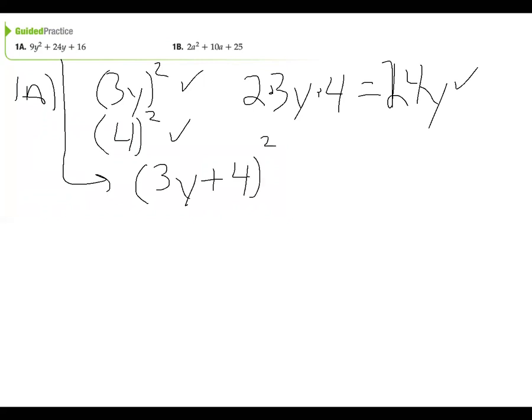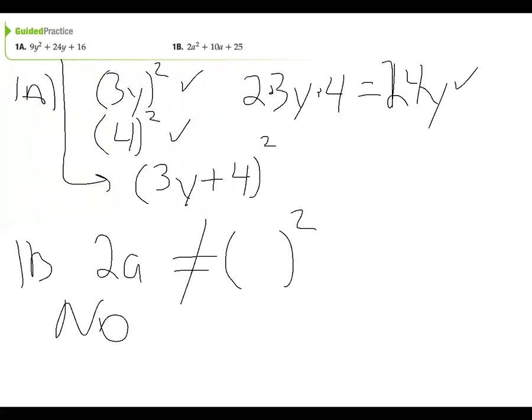Okay. 1b is 2a squared. Well, I can't write that as something squared. Can't do it. So no, it is not a perfect square trinomial. Even though the last term can be thought of as 5 squared, the first term you can't write as something squared.